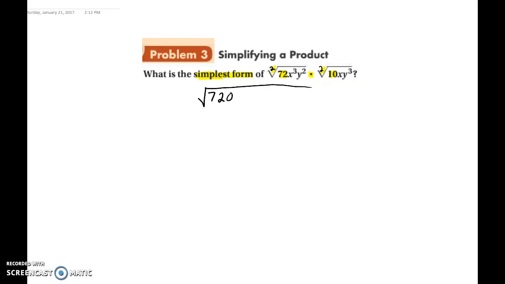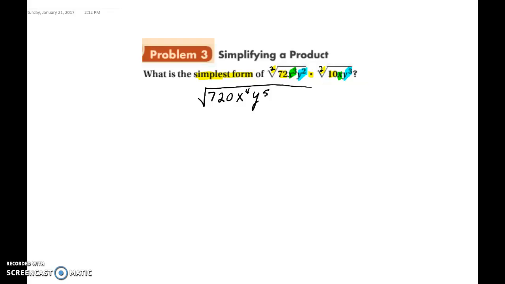X cubed times x. So since we're multiplying with the same base, we would add our powers. So that would then be 3 plus 1, which is 4. And then we have y squared times y cubed. So we would add them, and we would get y to the 5th. All right, you could have simplified first and then multiplied. Doesn't matter. It's whatever you prefer.